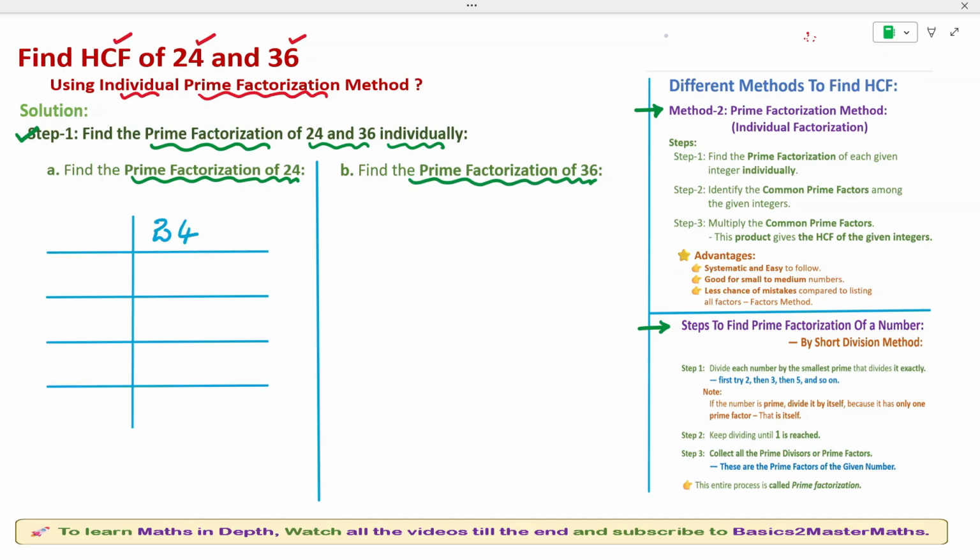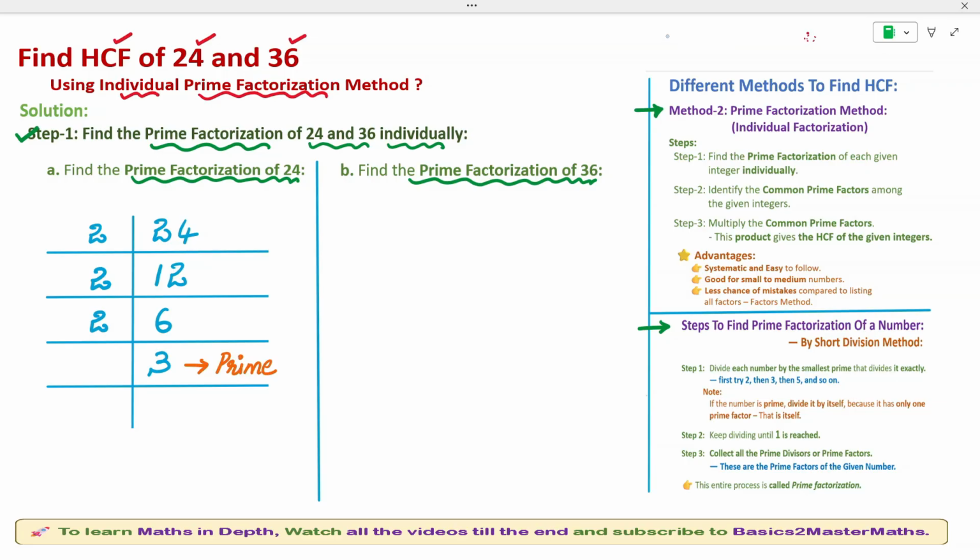Start dividing 24 by the smallest prime 2. Since 2 divides 24 exactly, we get 12. Again, start dividing 12 by the smallest prime 2. Since 2 divides 12 exactly, we get 6. Again, start dividing 6 by the smallest prime 2. Since 2 divides 6 exactly, we get 3.